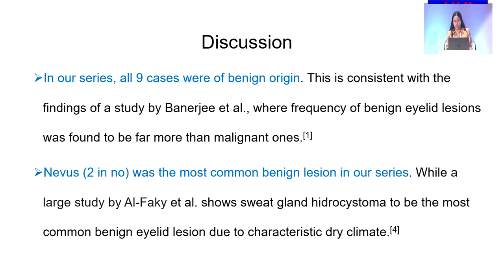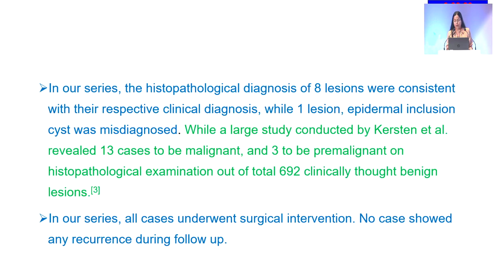So coming to the discussion part, in our case series, all 9 cases were of benign origin. Nevus, 2 in number, was the most common benign lesion in our series. The histopathological diagnosis of 8 lesions was consistent with their respective clinical diagnosis, while 1 lesion, an epidermal inclusion cyst, was misdiagnosed by us. A large study conducted by Constant et al. reveals 13 cases to be malignant and 3 to be pre-malignant on HP examination, out of a pre-thought total of 692 benign lesions. In our cases, all cases underwent surgical intervention. No cases showed any recurrence during follow-up.